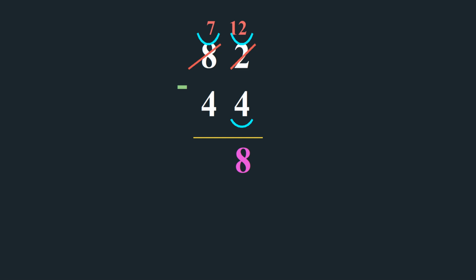Then go to the tens column. 7 minus 4 equals 3. Write 3 in the tens place. So 82 minus 44 equals 38. And this is our final answer to this problem.